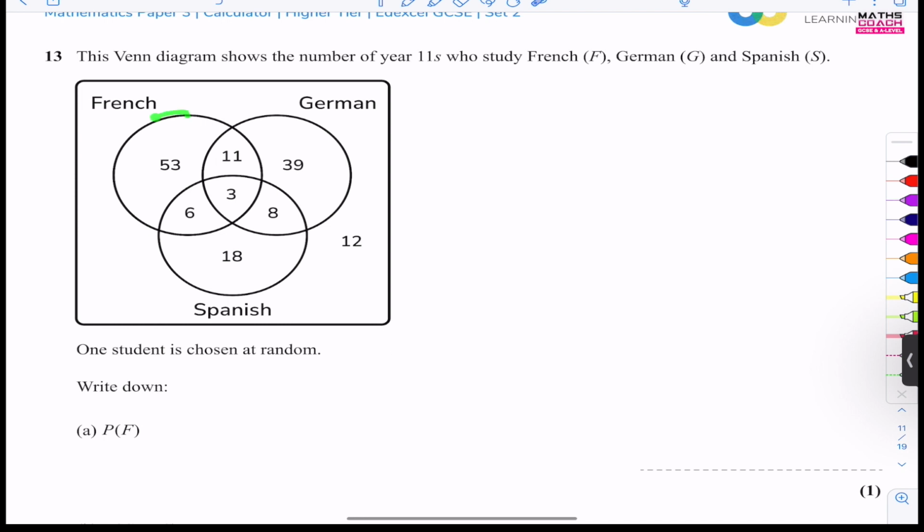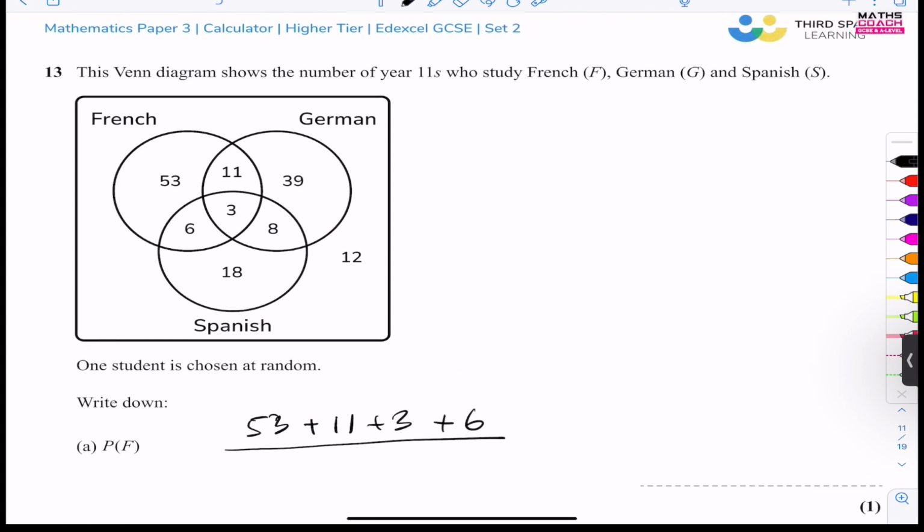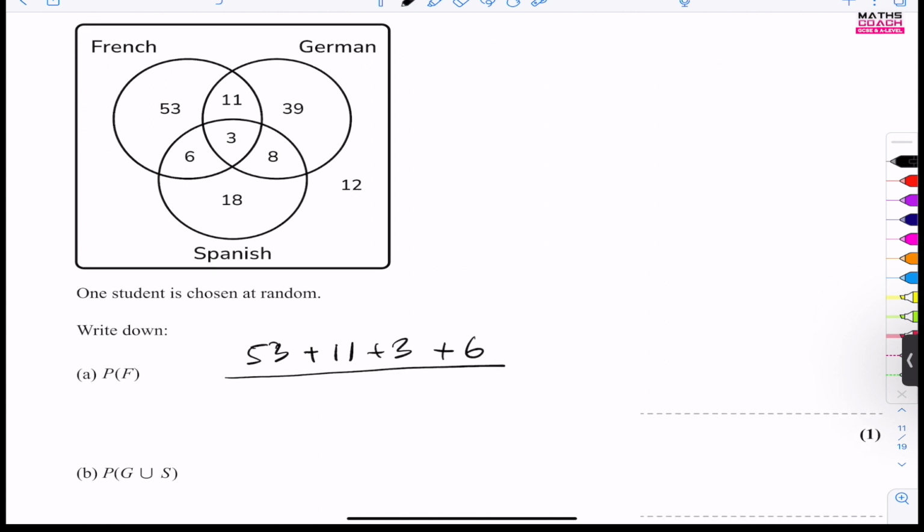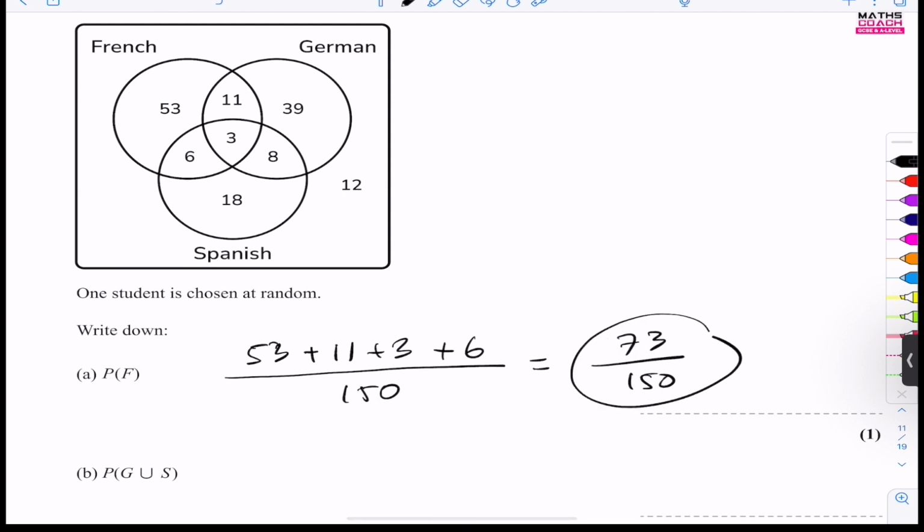So the French circle is all of this. So if we want to work out all the French students, we add up all of those values right there. So we do 53 plus 11 plus 3 plus 6, and it's all over the total number of students. And to work out the total number of students is simply to add up every single value, including the one outside. All right, so we are going to do that on our calculator. So you just put this into your calculator, you get 150. So on the top is 73 over 150. So that's the probability of the students that study French.